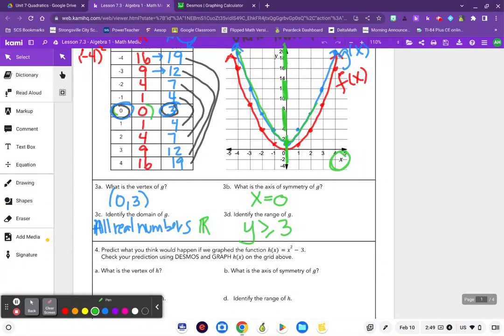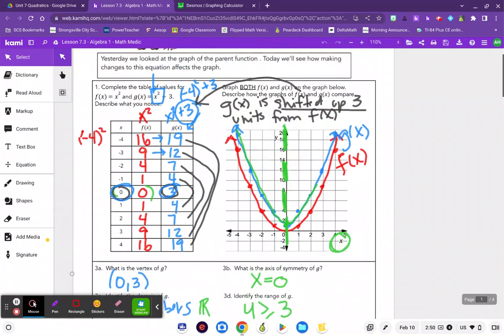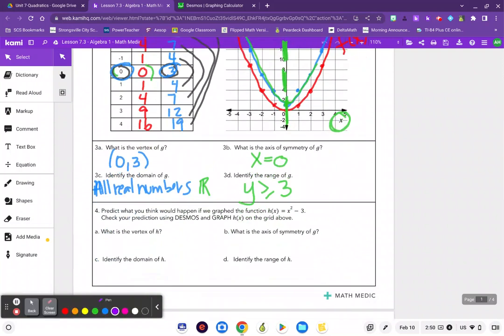It says predict what you think would happen if we graphed the function h of x equals x squared minus 3. Check your prediction using Desmos and graph h of x on the grid above. Okay, so if x squared plus 3, this plus 3 shifted us up 3, I'm going to predict that the x squared minus 3, that minus 3 is going to shift us down 3. That would be my prediction.